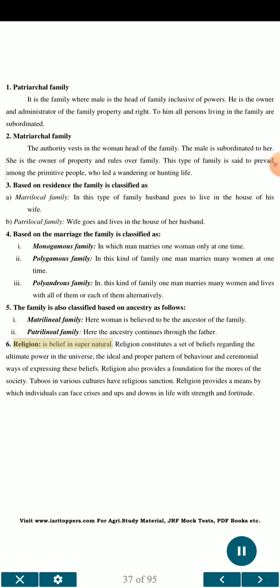6. Religion is belief in the supernatural. Religion constitutes a set of beliefs regarding the ultimate power in the universe, the ideal and proper pattern of behavior, and ceremonial ways of expressing these beliefs. Religion also provides a foundation for the laws of the society. Taboos in various cultures have religious sanction. Religion provides a means by which individuals can face crises and ups and downs in life with strength and fortitude.